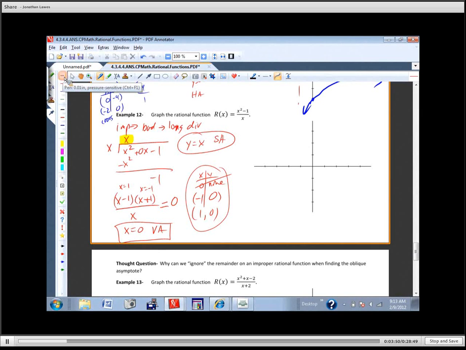Let's start charting this information. I've got a slanted asymptote. First slanted asymptote we have, it's going to be y equals x. So that's just that perfect 45. So it looks like this.